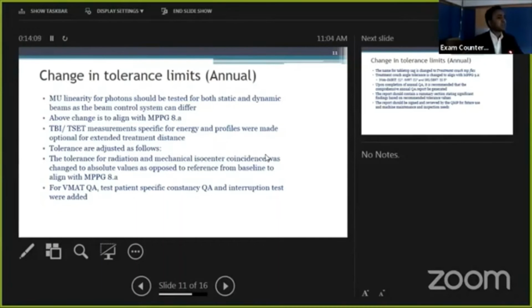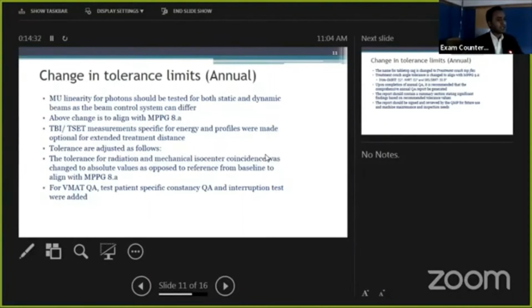TBI TSET measurements for profiles and energy output constancy are made optional in this. They're saying that if, at nominal SSD, the output and profiles are all okay, then you don't need to do TBI output constancy on an annual basis.